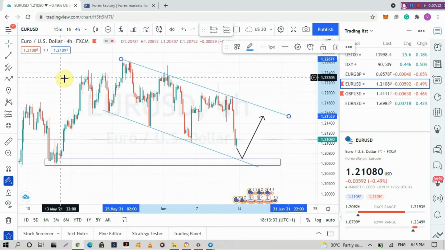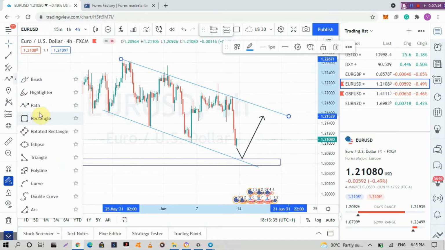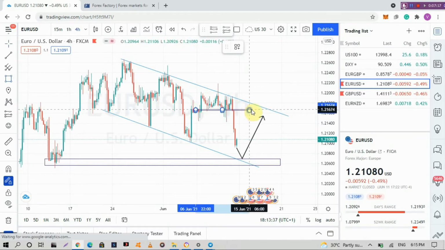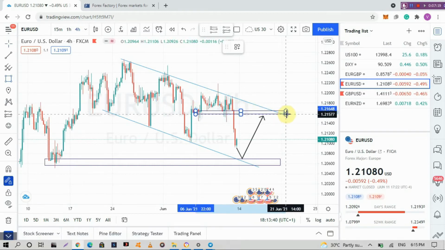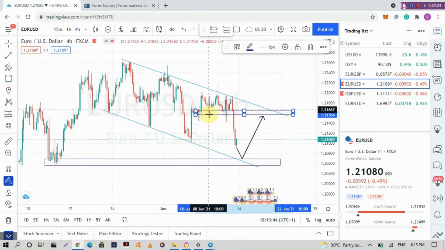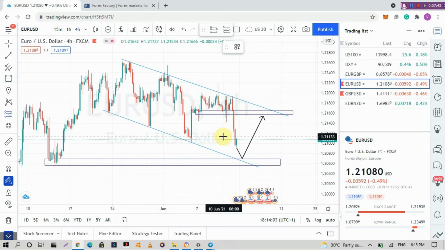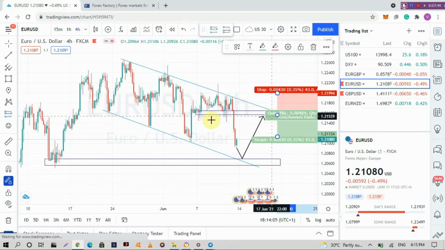Mark out this region. This was a little previous support. I could see it turn into a resistance because we could see different weak rejections around this region. So I'm looking at this as a previous support which might turn into a resistance, and from here I'll definitely want to be joining in the downtrend that EURUSD has been playing out. So I would want to be taking a short position when price reaches around this region.